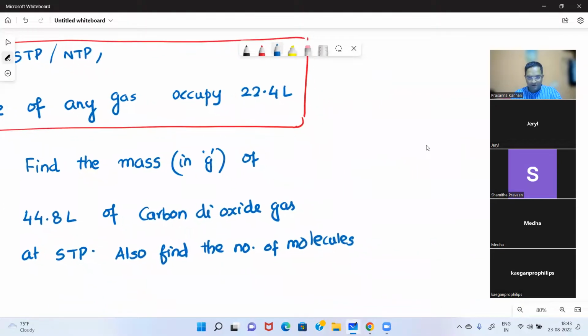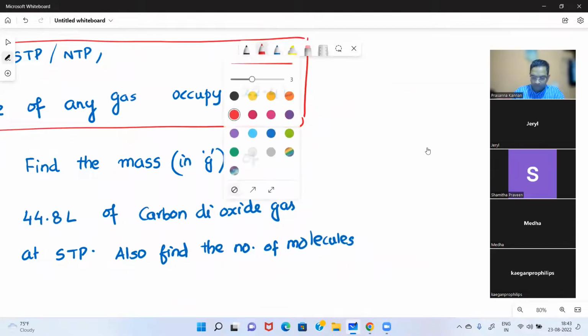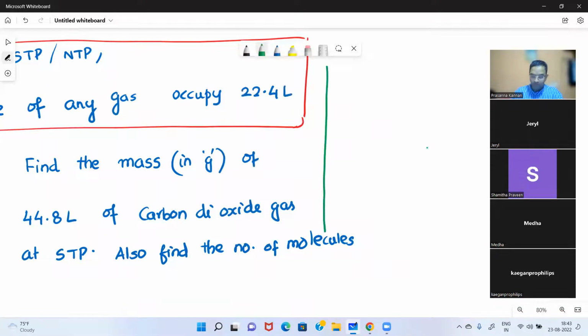So it's a very simple thing we are going to use here. First we need to find the mass, and also the number of molecules. The best approach is to find the number of moles first. Then from there we know what to do, right? So let me give you the formula for the number of moles.